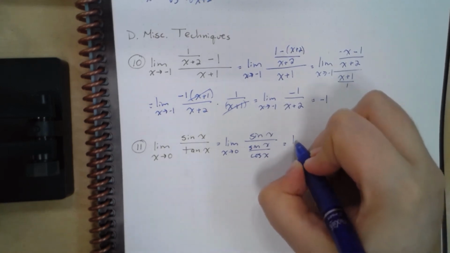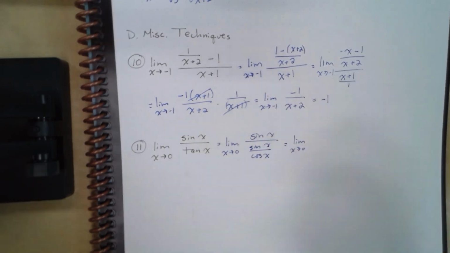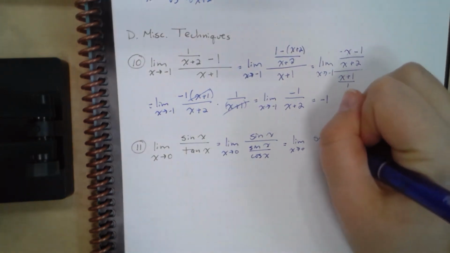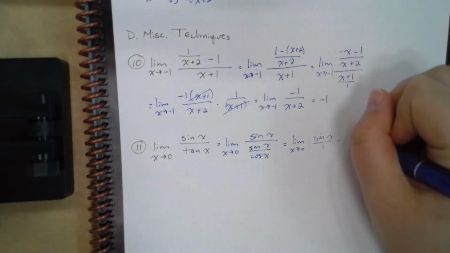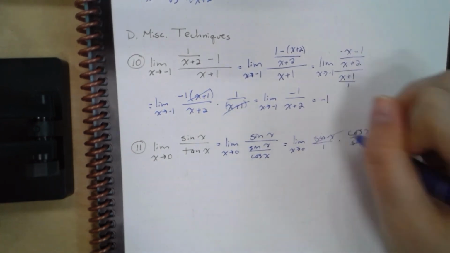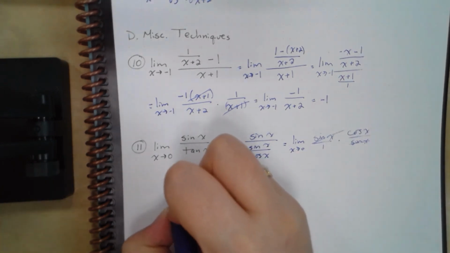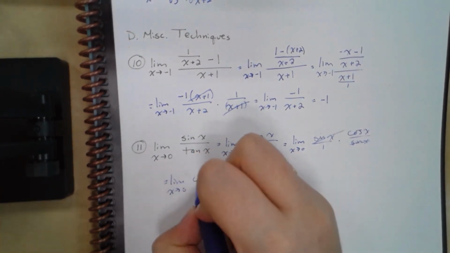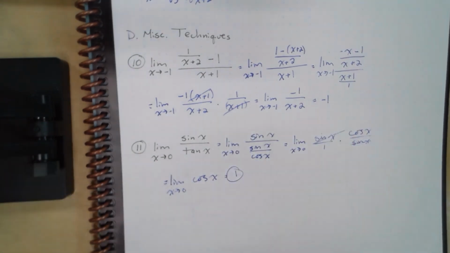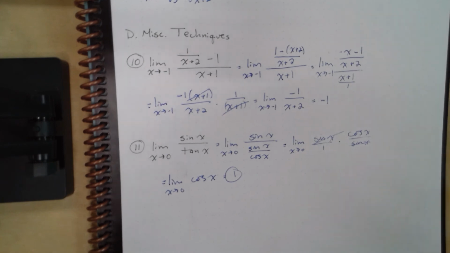Then of course that can be rewritten as the limit as x approaches 0 of sine of x, and if you want you can write this as over 1 times cosine of x over sine of x. These sines of x cancel out. We now have the limit as x approaches 0 of cosine of x, and cosine of 0 is just equal to 1. So that's our final limit. And that is exactly how we are going to calculate limits and evaluate them using 3 different methods: graphically, numerically, and algebraically.